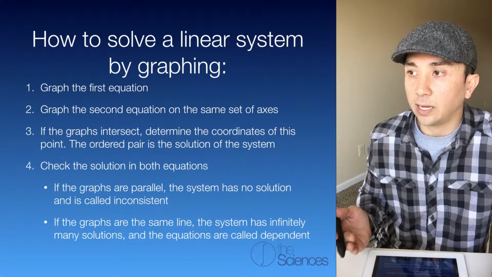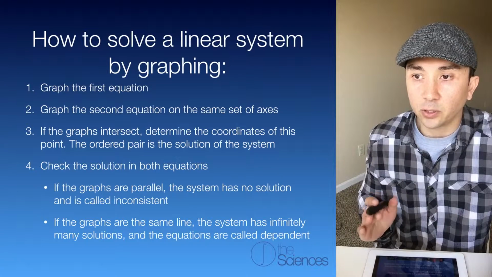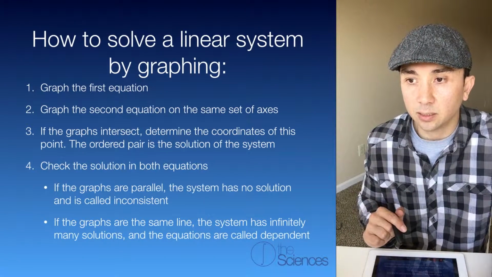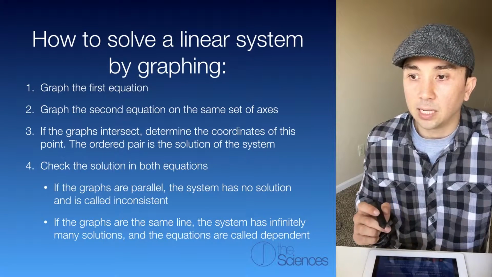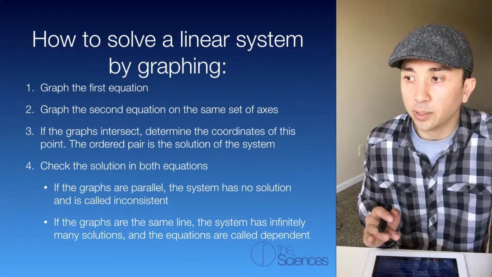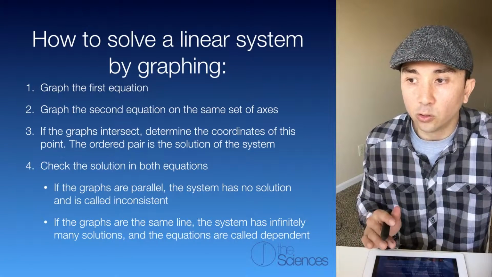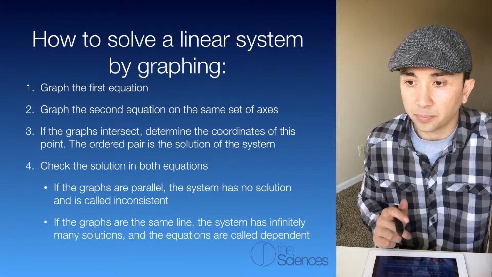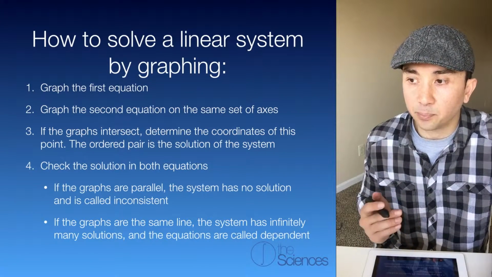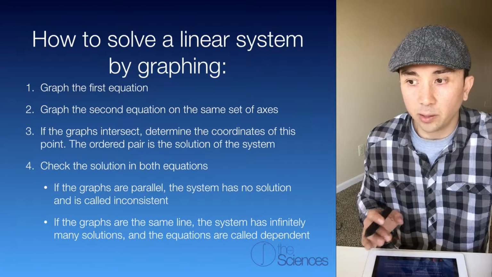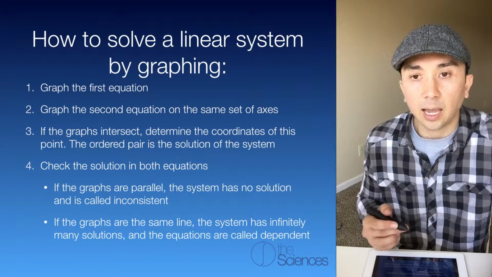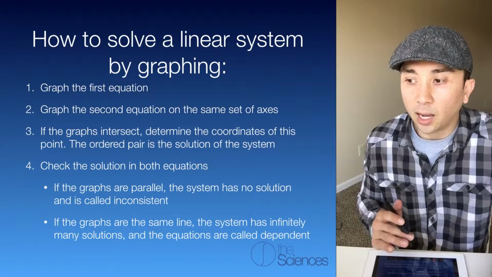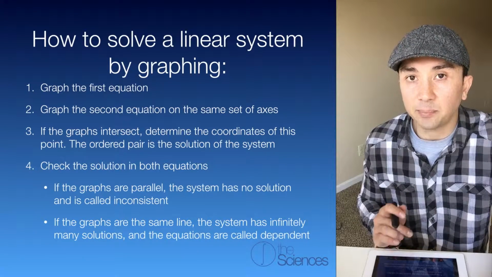So here's how to solve a linear system by graphing. The first thing you're going to do is graph the first equation. Then you're going to graph the second equation on the same set of axes. If the graphs intersect, you're going to determine the coordinates of this point, and the ordered pair is the solution of the system. Now you can check the solution in both equations. If the graphs are parallel, the system has no solution and is called inconsistent. And if the graphs are the same line, then the system has infinitely many solutions and the equations are called dependent.